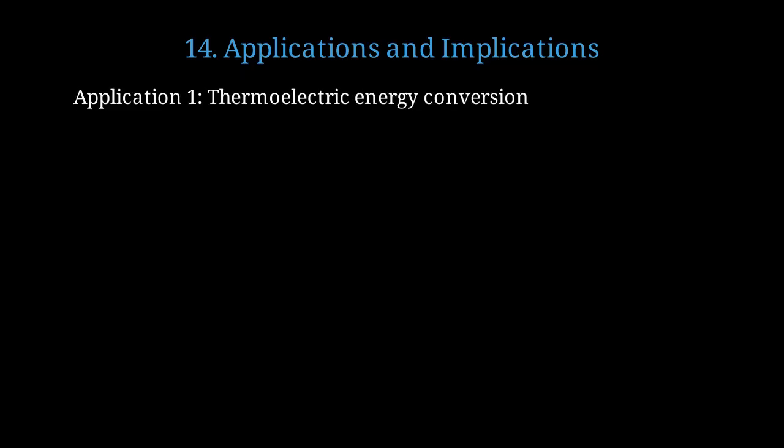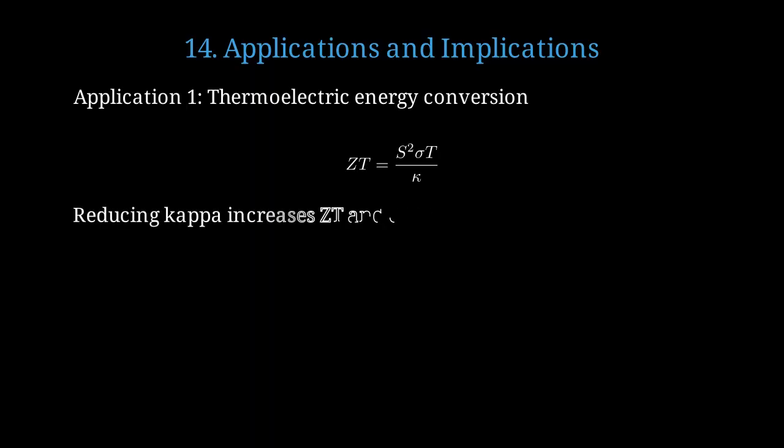Ultra-low thermal conductivity dramatically improves thermoelectric efficiency by maintaining temperature gradients. Thermoelectric figure of merit ZT equals Seebeck squared times electrical conductivity times temperature over thermal conductivity. Reducing thermal conductivity kappa while maintaining electrical conductivity increases ZT and energy conversion efficiency.